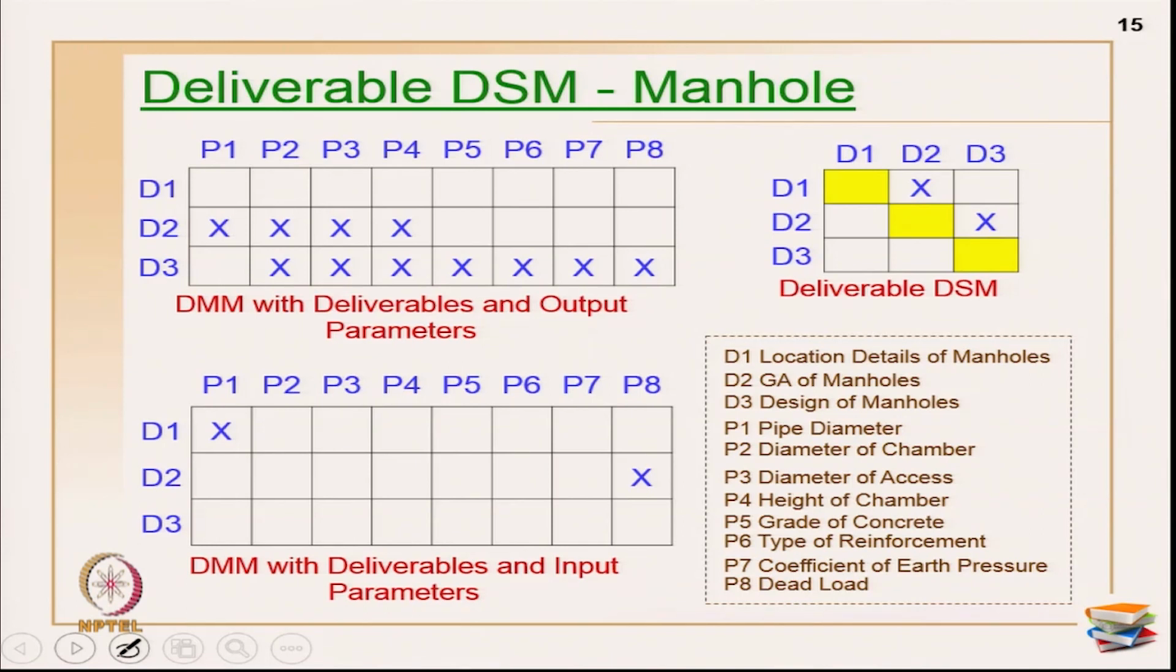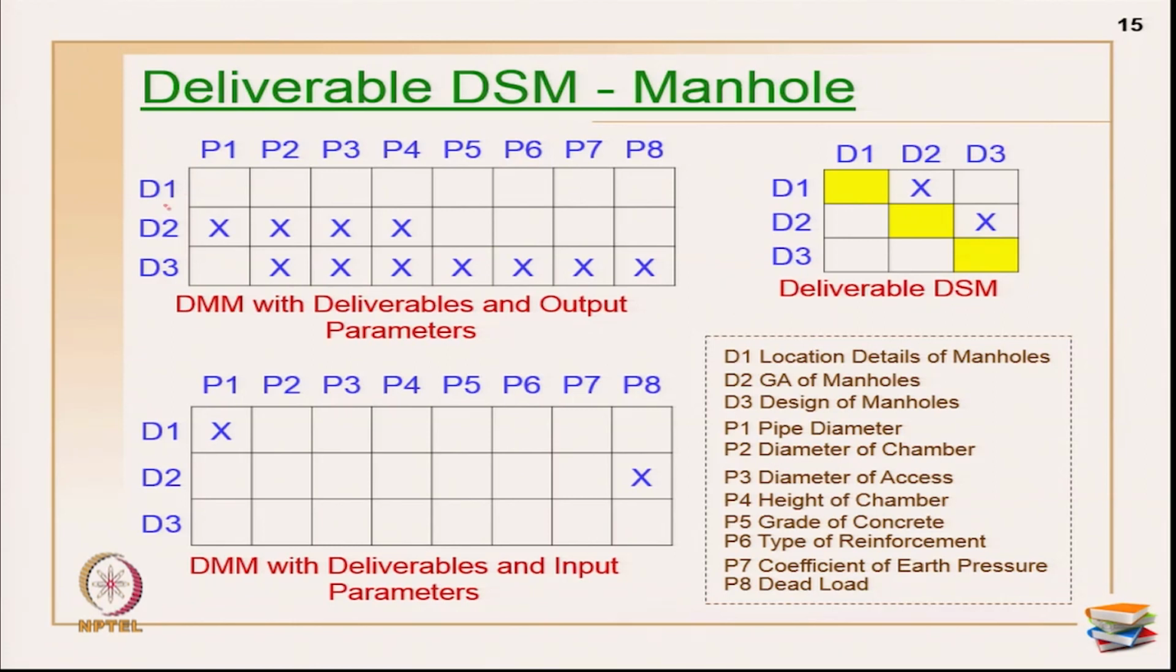Okay. So, I am going to use a DMM again, but there is a list of deliverables and output parameters. These are the deliverables, same as before: location details of manholes, general arrangement of manholes, design of manholes, and I have identified 8 parameters for these 3 deliverables. Pipe diameter is P1, P2 is diameter of chamber, P3 is diameter of access, P4 is height of the chamber, P5 is grade of concrete, P6 is type of reinforcement, P7 is coefficient of earth pressure, and P8 is dead load. So, I have all these parameters, and the same logic still works.